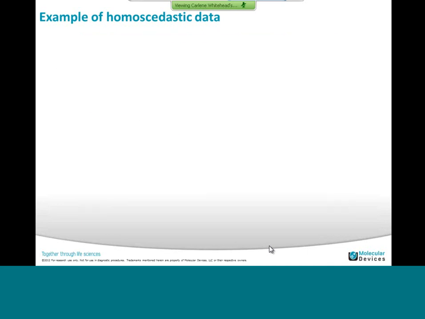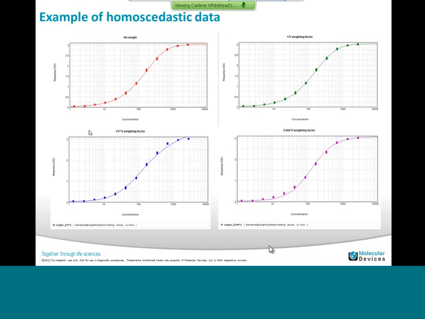But let's see. Here I'm fitting the curve with either no weight, 1 divided by the response, 1 divided by the response square, or 1 divided by the standard deviation square. You can see between the top two graphs that it is very difficult to see the difference between no weight and 1 divided by the response weight. When you increase the weight, for example with 1 divided by the response square, you can see that my curve is now moving away from the point at high response.